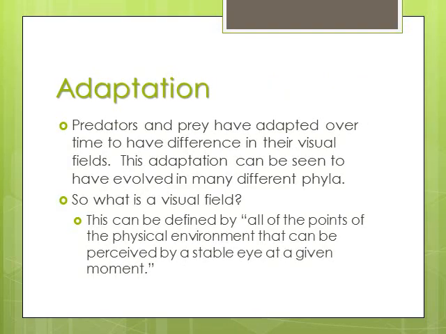Adaptation of sight includes differences in predator and prey visual fields. This visual field difference can be seen throughout many phyla. So you may wonder, what is a visual field? Visual field is all of the points of the physical environment that can be perceived by a stable eye at a given moment.